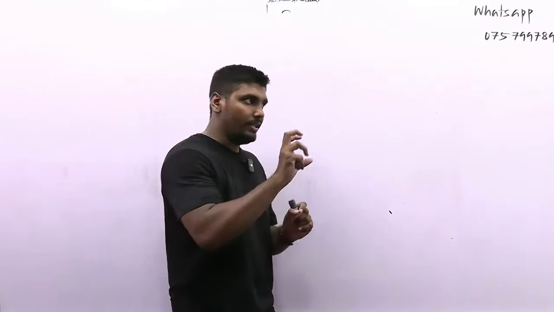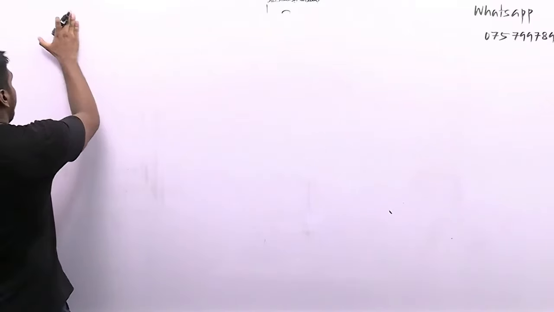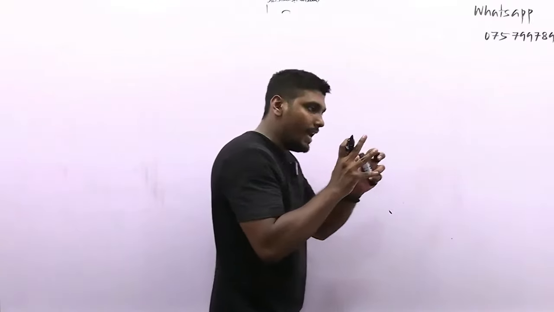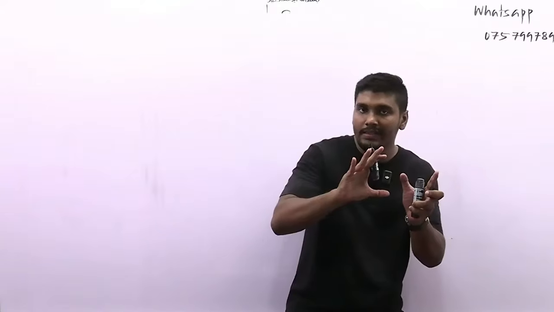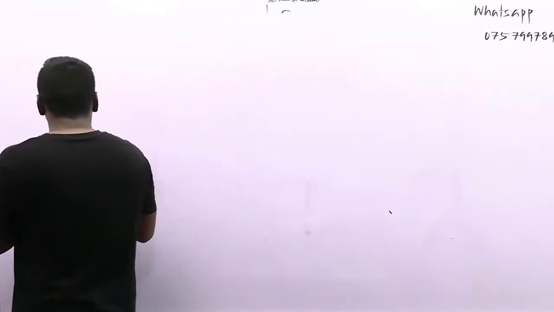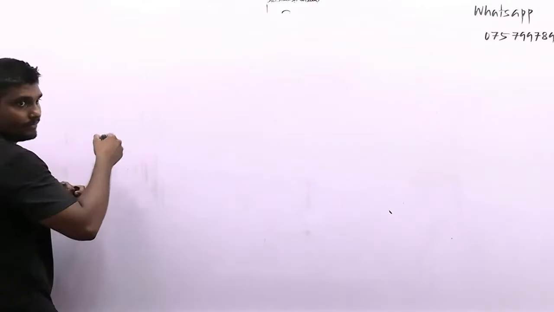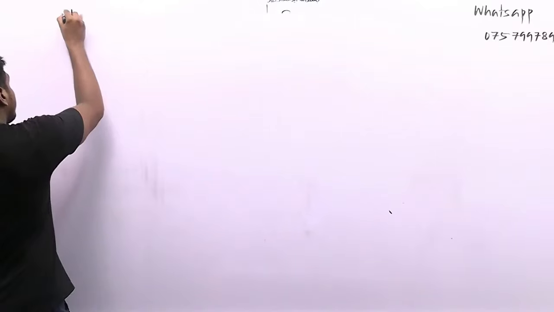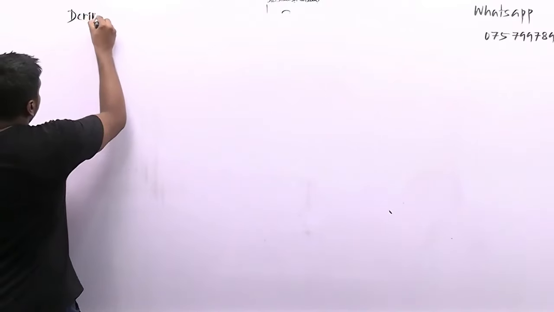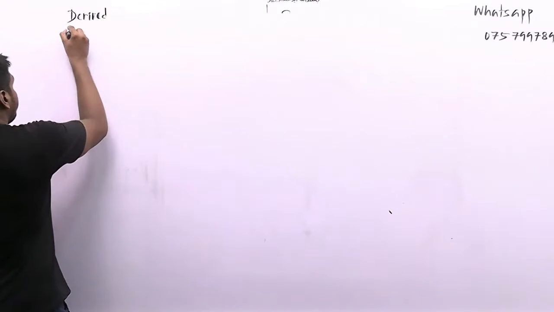And now we'll talk about derived physical quantities. Okay, listen very carefully. Based on the structure, we can divide derived physical quantities into three different categories for our easiness. Derived quantities, physical quantities.